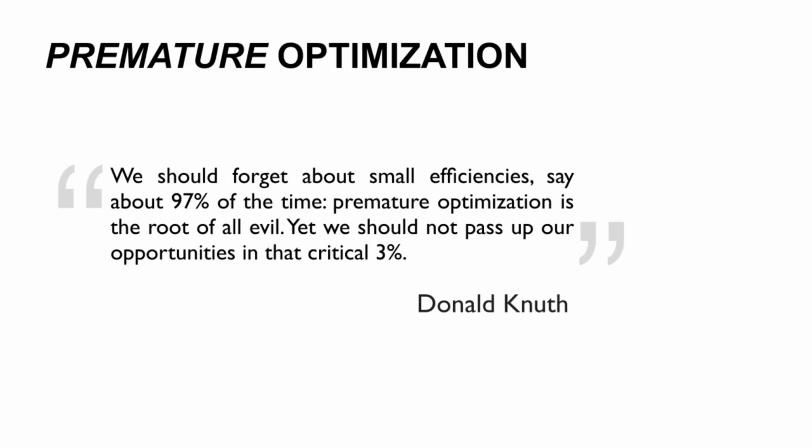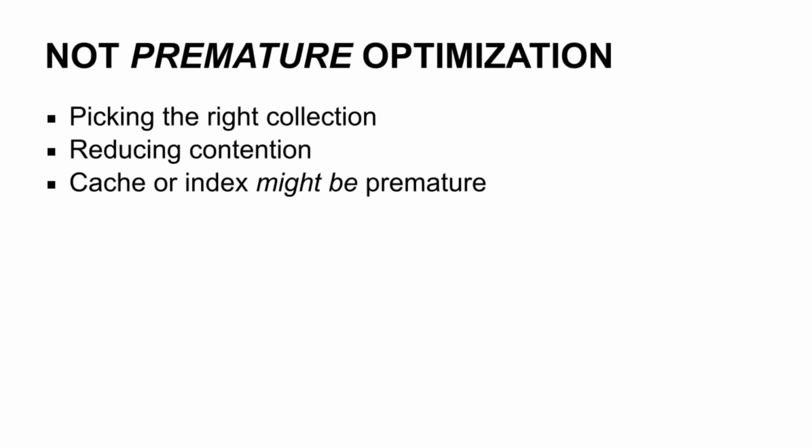And while it's true that we only spend a small amount of our time in most of our program, I think we often misuse this quote to justify not doing certain things too. It's not premature optimization to pick the right type of collection. That is, to pick a hash map whenever it's appropriate, or an array list where it's appropriate. So it's not wrong to pick an array list instead of a linked list, or to pick a concurrent collection where you need to reduce contention. But it might be wrong to add a cache or some types of index prematurely.